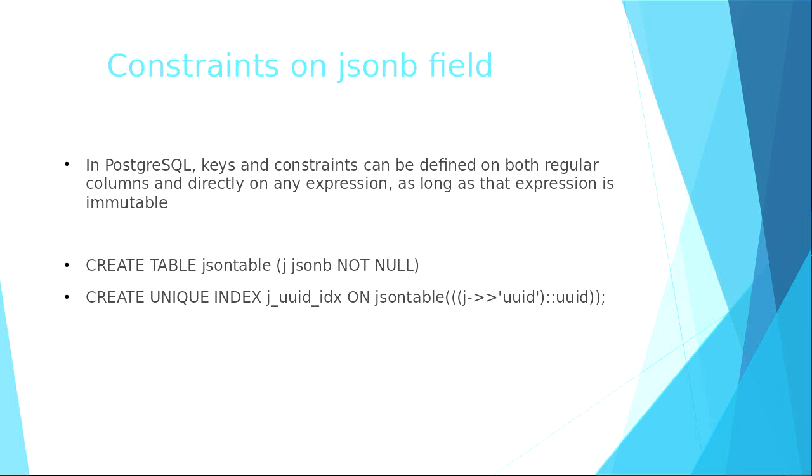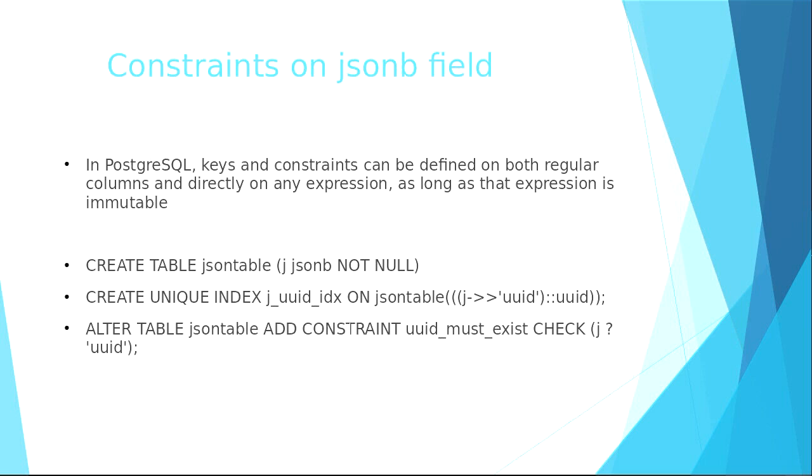So you cast it to the correct type that you want to constrain, and then with that you can ensure that the JSON record always returns a UUID. Okay, and when you add a constraint, you can also check that a field is always present, to ensure that the field you want exists when you enter the row.